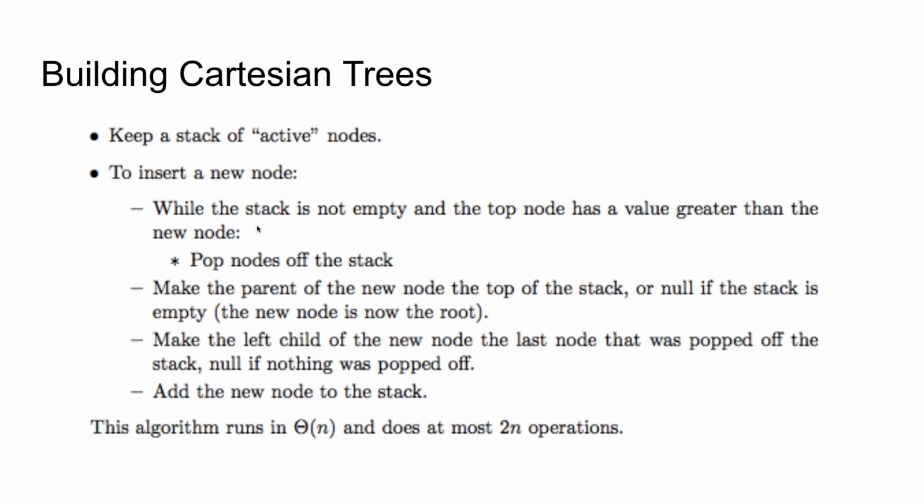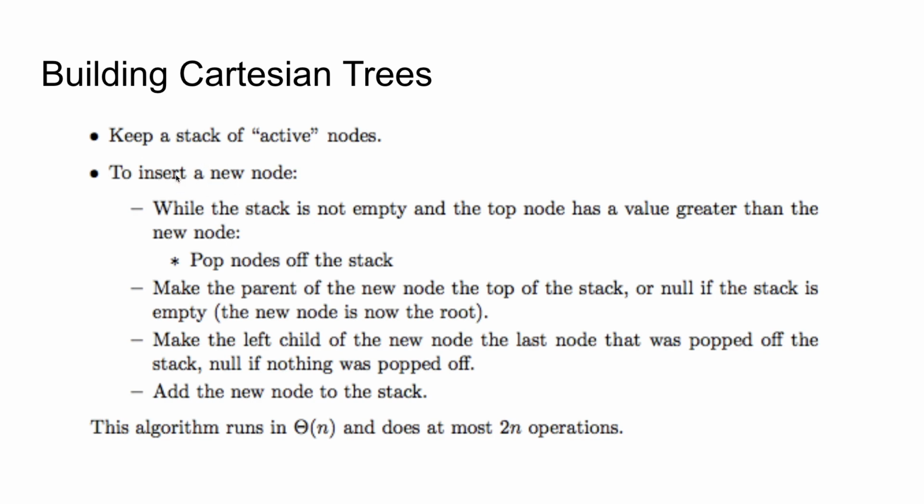Finally, once this condition is done, we make the parent of the new node the top of the stack, which is guaranteed to have a value less than it, or if the stack is empty, because the stack can empty out before we find such a node, the new node is now the root, which is fine. We make the left child the last node that was popped off the stack. If nothing was popped off, then it doesn't have a left child. But otherwise, we make it the left child, and then we add this new node to our current stack.